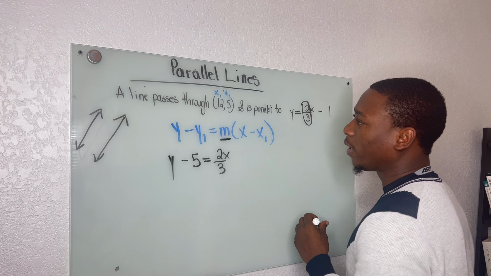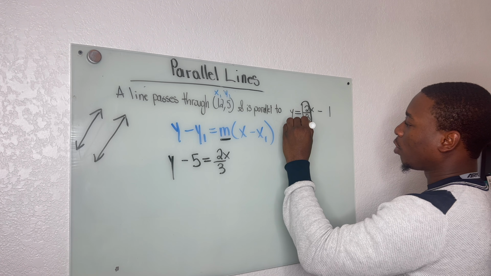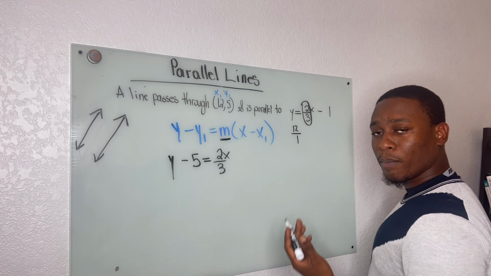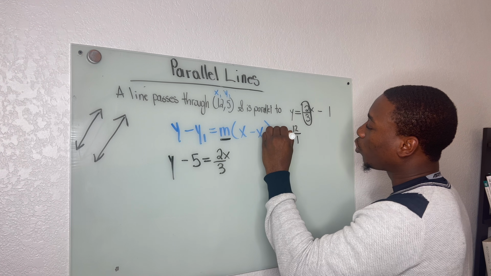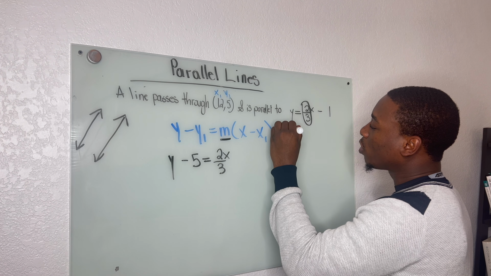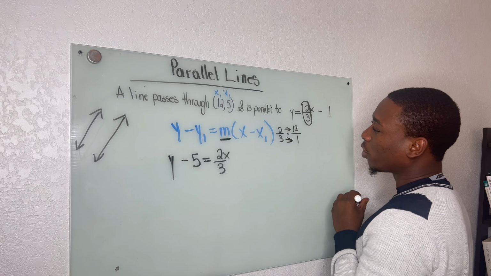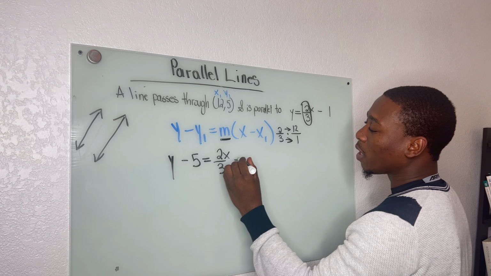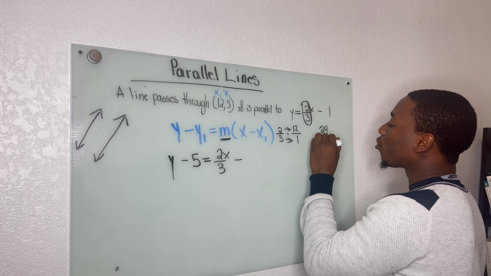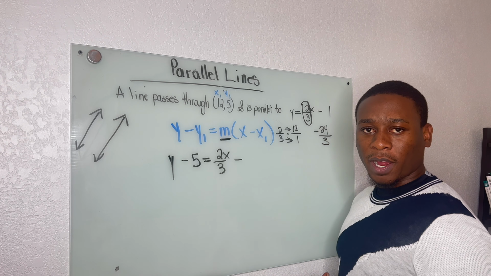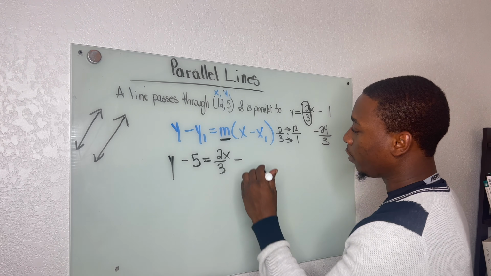And once we do that, let's just make sure we get this right. We have 12 over 1. We're going to make it a fraction, right? Because we're multiplying fractions. And we're going to have 2 over 3. And once I multiply straight across, this is going to give me a negative 24 over 3. And we're going to simplify that to just negative 8.